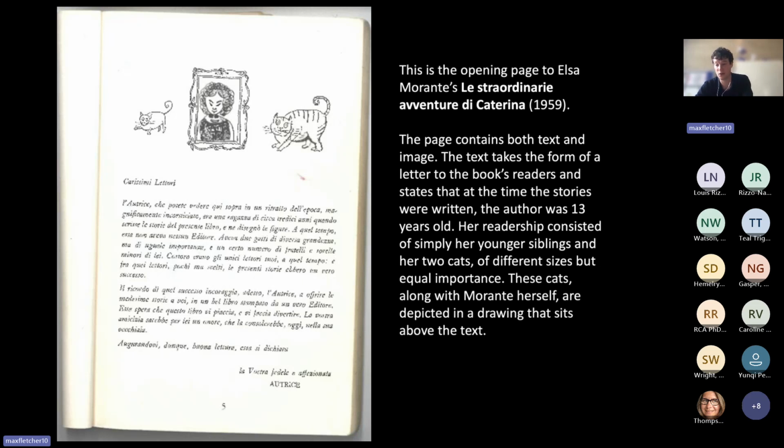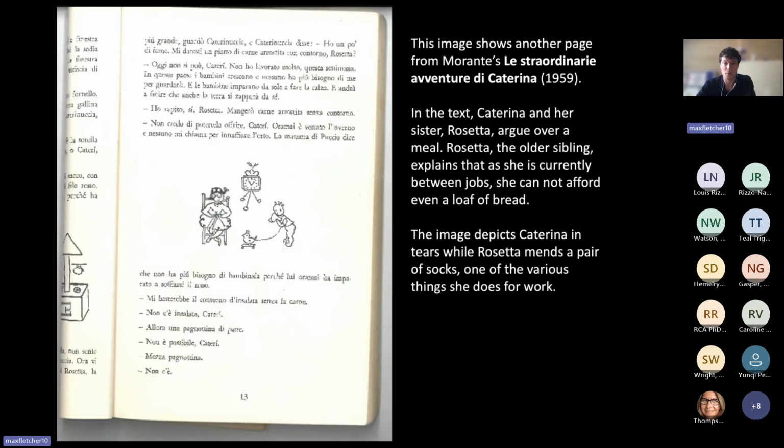So first, I'm going to look at another slide from Caterina. So this image is from the same collection. It's from Caterina's Adventures, and in it, Caterina and her sister argue over a meal. Rosetta, the older sister, explains that she's currently between jobs. She cannot afford even a loaf of bread. The image depicts Caterina in tears as Rosetta mends her socks, one of the various things she does for work.